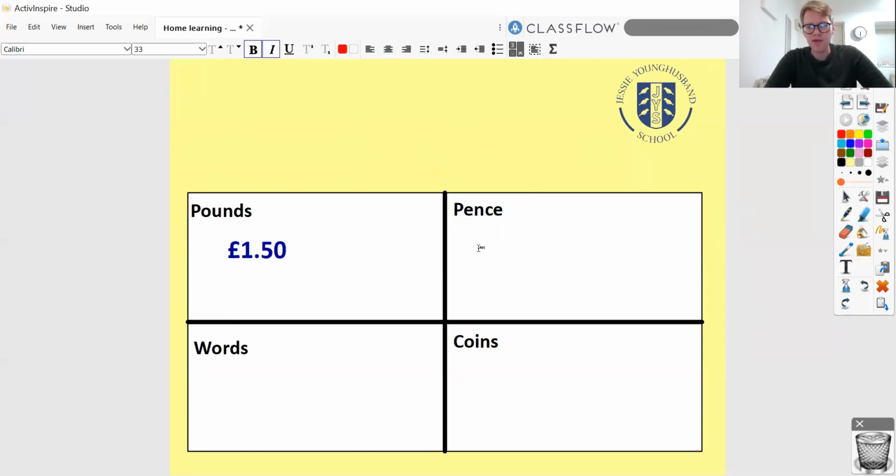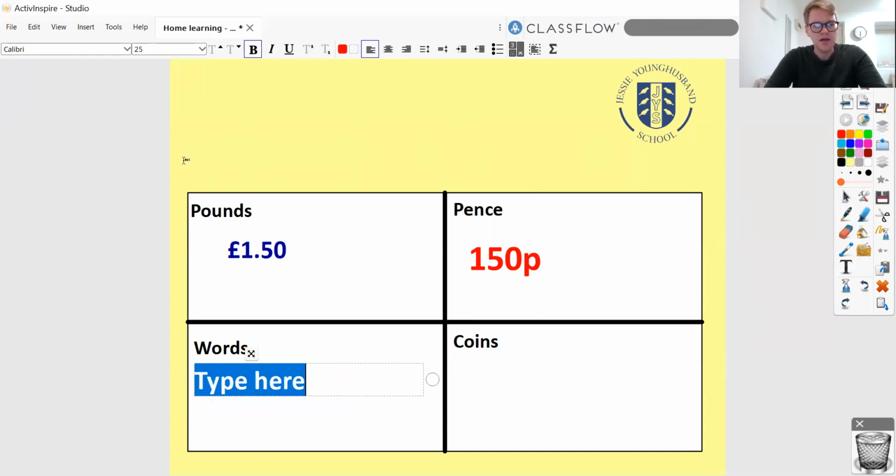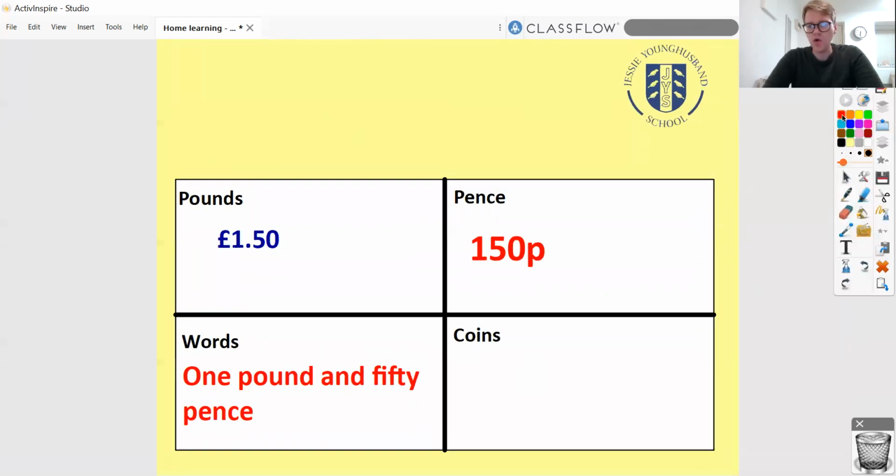We've been given £1.50, and it's going to be up to us to write in what else we know. So £1.50, we can do the conversion here and turn that into pence, can't we? We already know from our earlier work that's 150p. We're also going to write it in words. Now, it's up to you whether you do the pounds or the pence here, it doesn't really matter. So you would write £1, and 50 pence. And you'd also draw this in coins.